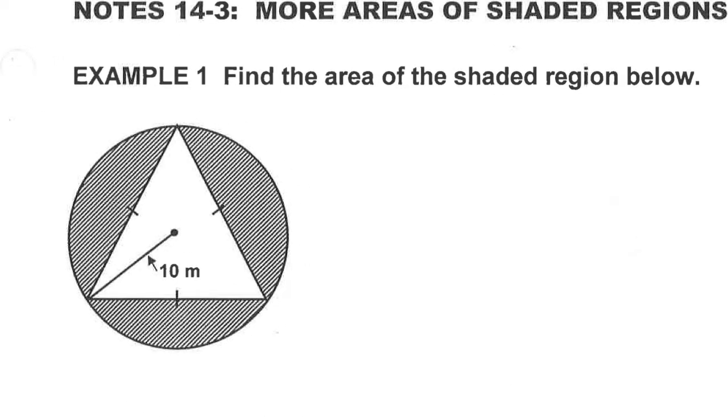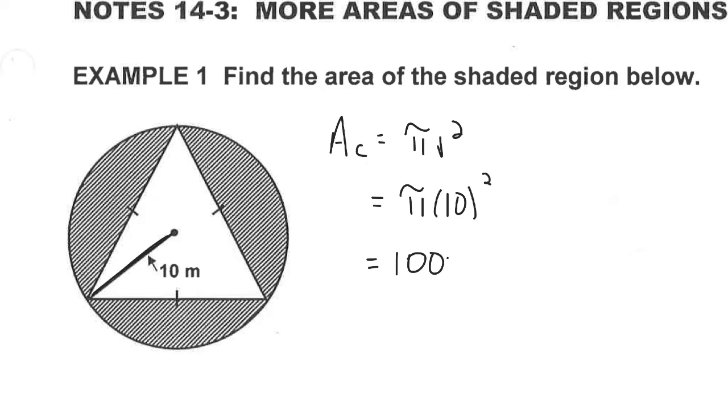So remember, our mantra for these is take the outside area minus the inside area. So I'm going to do the area of the circle, which is pi r squared. Now, they gave us the radius in this one, so that helps a lot. It's 10. So I have pi times 10 squared, which we had happen yesterday, is going to be 100 pi.